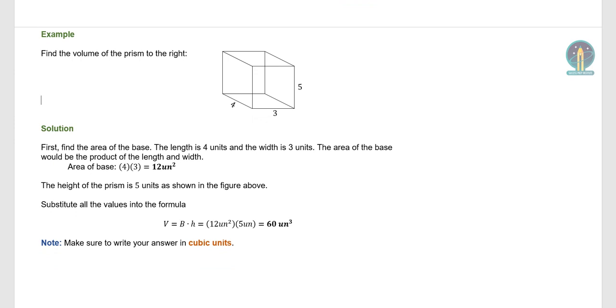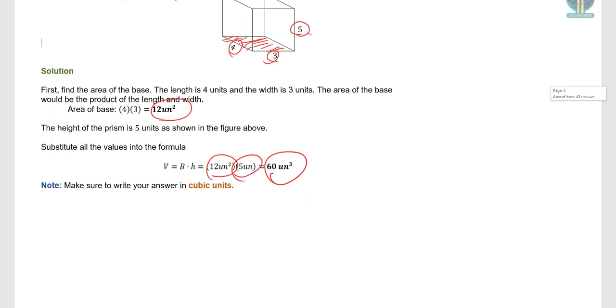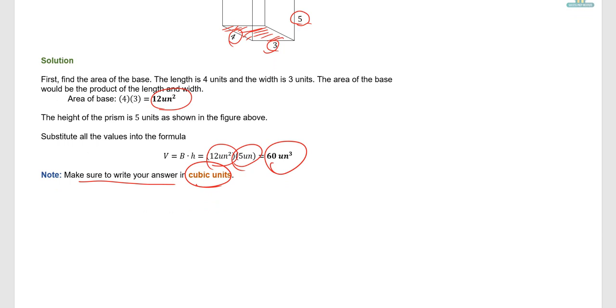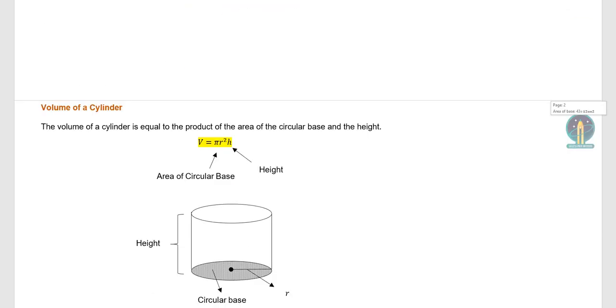So here we have a rectangular prism, and we need to find the volume of it. First we find the area of the base, which in this case, with this being a rectangle, is just the product of both sides of the base. So the area of the base is 4 times 3, which is 12 square units. The height of the prism is 5 units. So the total volume is equal to the area of the base times the height, which gives us 60 cubic units. Make sure that volume is expressed in cubic units.